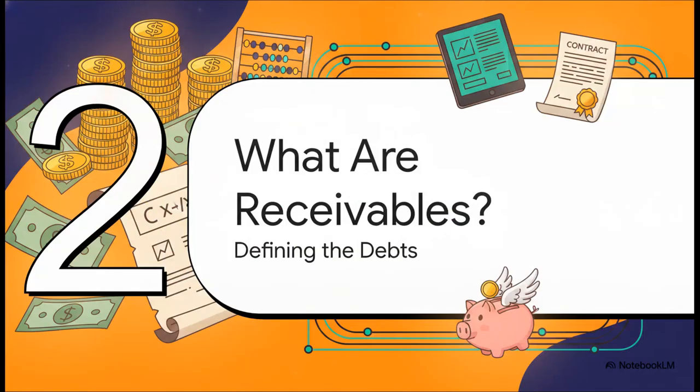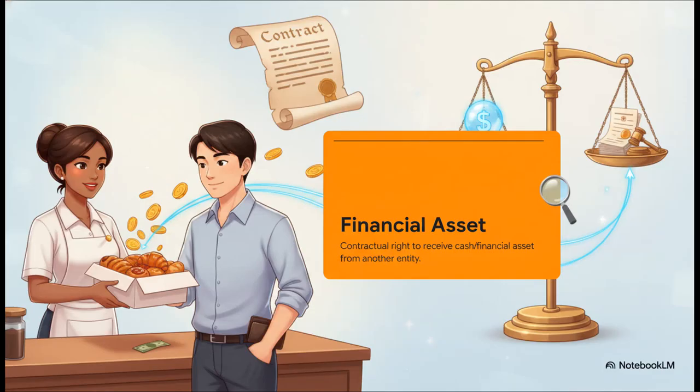Moving right along to Section 2, what are receivables? Defining the debts. Let's look at the official accounting definition. According to MFRS 132, a financial asset, which includes our receivables, is a contractual right to receive cash or another financial asset from another entity. So the absolute key word you need to underline here is contractual. This means there's an agreement with clear economic consequences that the parties pretty much can't avoid. Even if it's just an unspoken, unwritten rule at our bakery when you hand over that box of pastries, if it's enforceable by law, it is a contract.